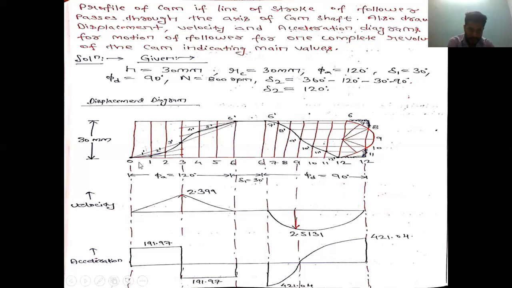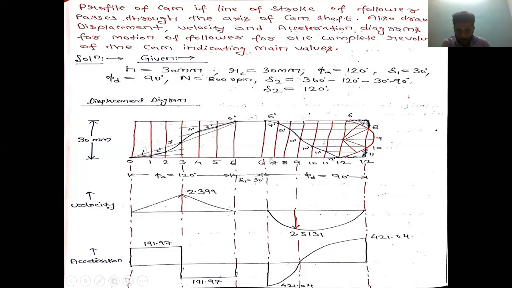Since we have drawn this 6 line and 0 line, now in order to get the cam profile, whether it is angle of ascent or angle of descent, we have to divide it into a minimum of 6 equal parts. Now this 12 centimeter length, again you have to divide into 6 equal parts. These are the vertical lines, 5, 4, 3, 2, 1.